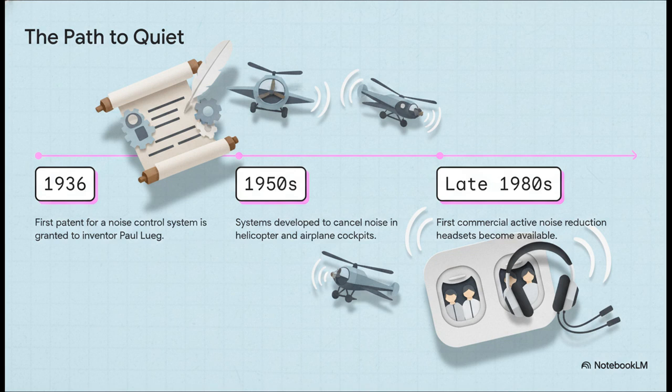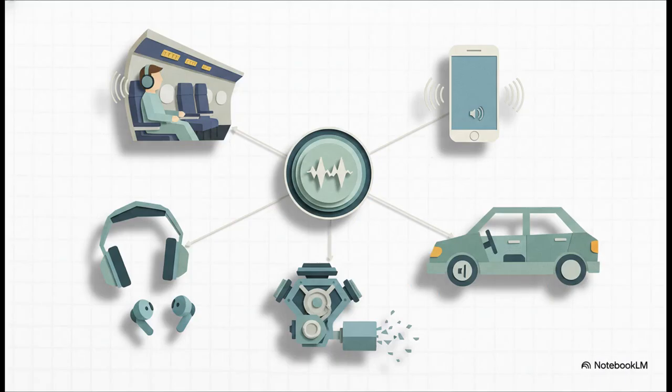By the 1950s, engineers were developing early versions to help pilots deal with the deafening roar inside airplane cockpits. But it really wasn't until the 1980s that the electronics got small enough and powerful enough to fit into the first commercial headsets, which were, you guessed it, made for airline passengers. And if we fast forward to today, this technology is absolutely everywhere.